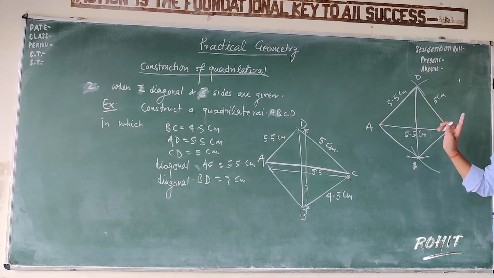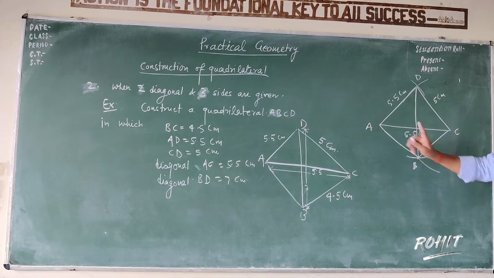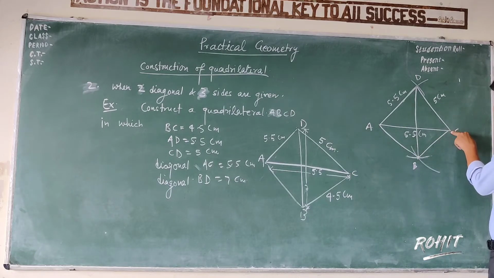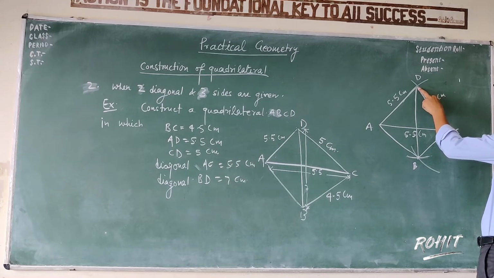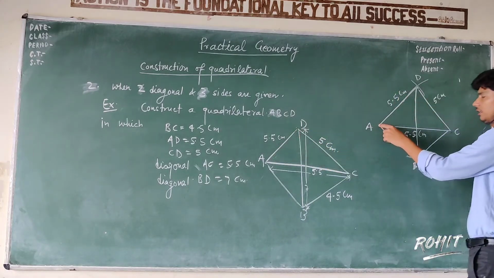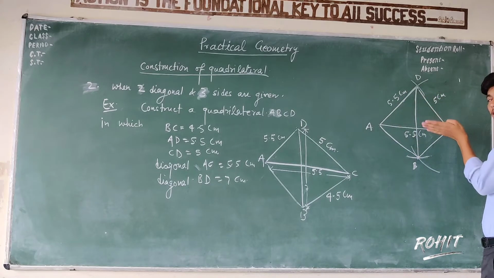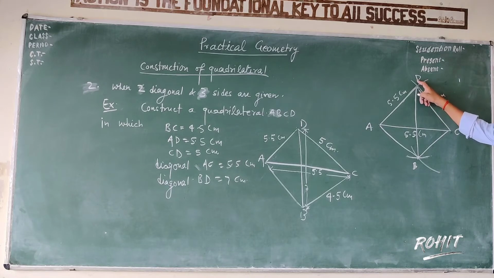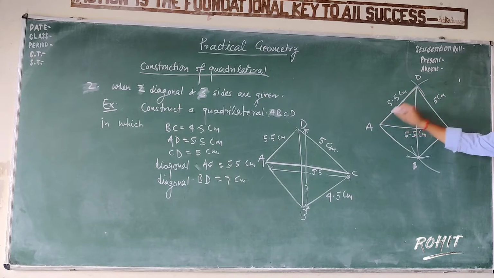Now the construction steps, you can write from the book, I will also tell you from here. First draw AC of length 5.5 centimeter. Then take 5 centimeter length in the compass and take C as center. Draw an arc. Again take 5.5 centimeter length in the compass, take A as center and draw an arc, and this arc intersects the previously drawn arc at point D. Join A to D and C to D.